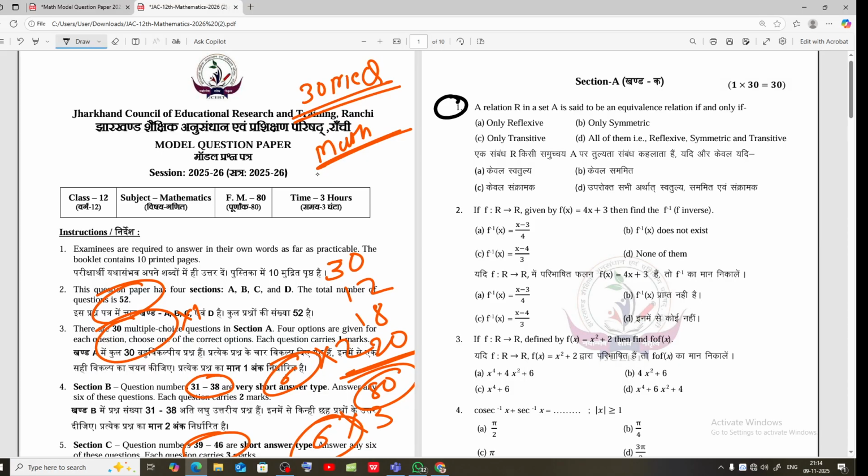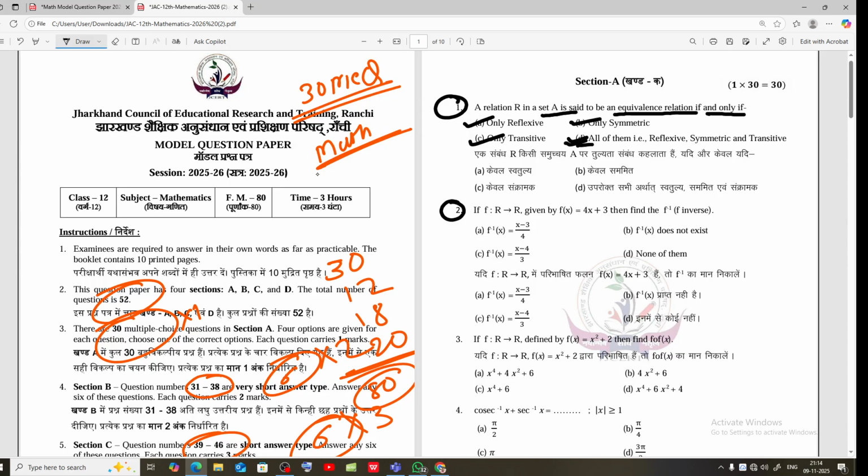Question 1: A relation R in a set A is said to be an equivalence relation if and only if it satisfies reflexive, symmetric and transitive. If these three properties are satisfied, then it is said to be an equivalence relation. That means the answer is option D.